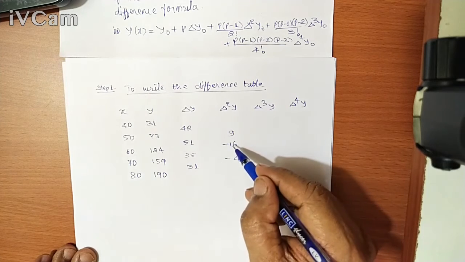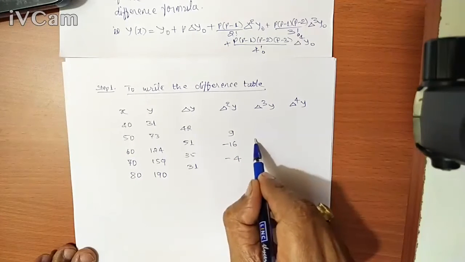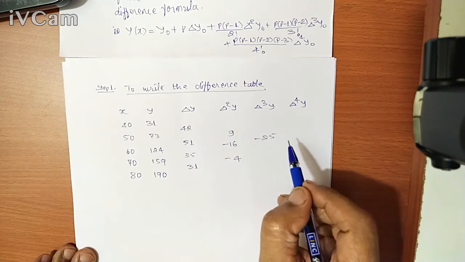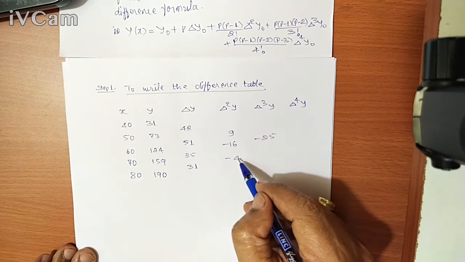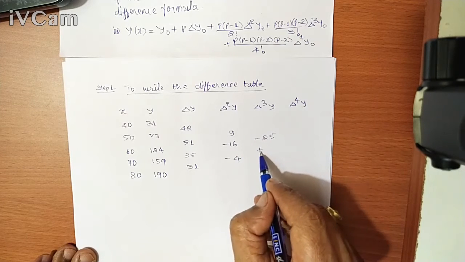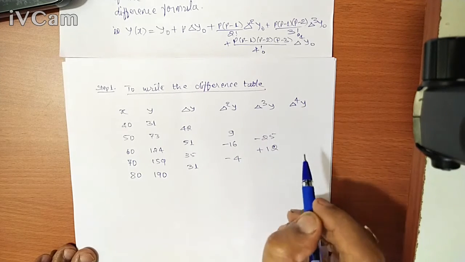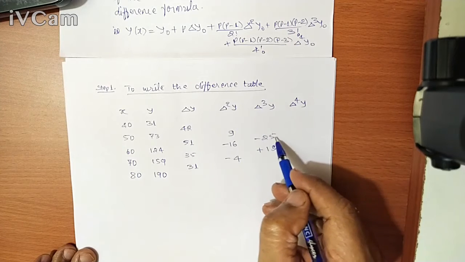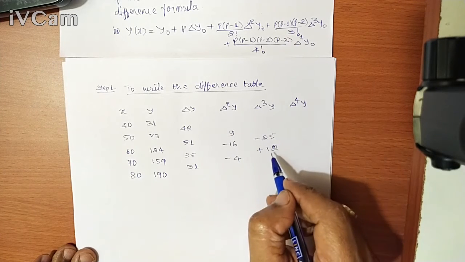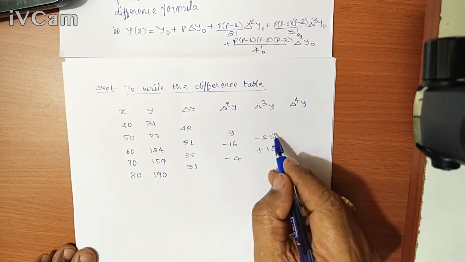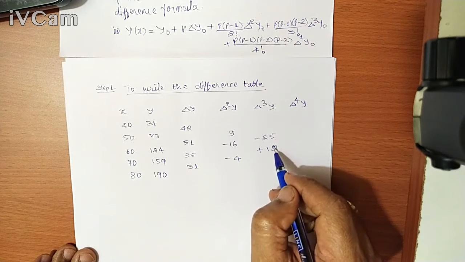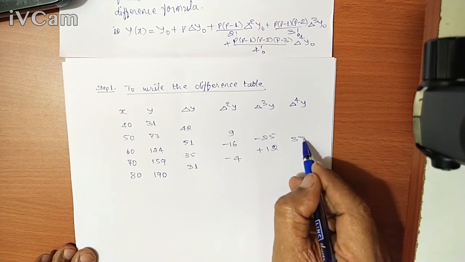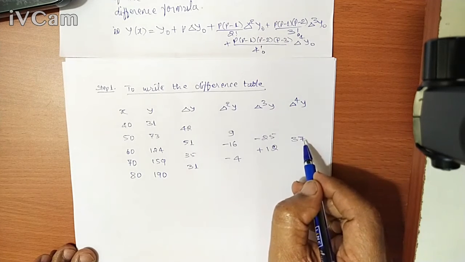Then what is del cube? Minus 16 minus 9 is minus 25. Then minus 4 minus of minus 16 is plus 12. So I got del cube y naught. Then 12 minus of minus 25 means 12 plus 25, so the answer is 37. So this is del raised to 4 of y naught.